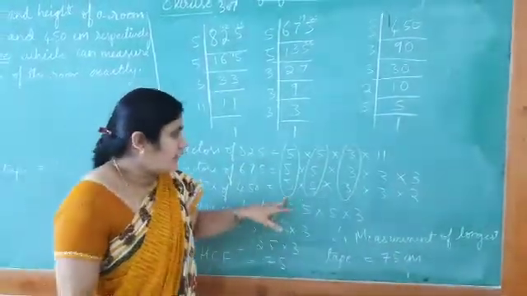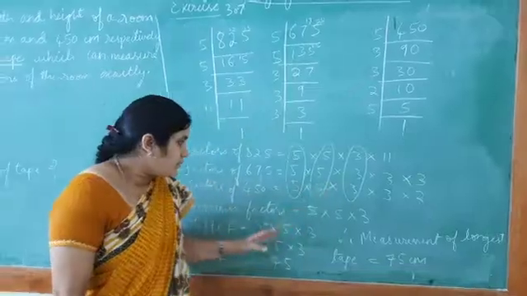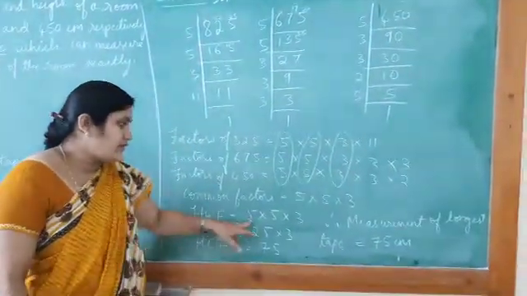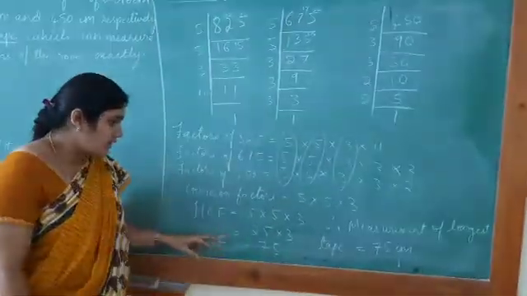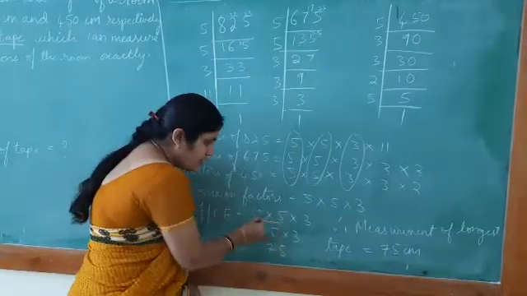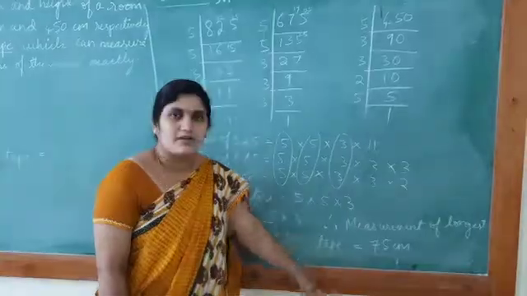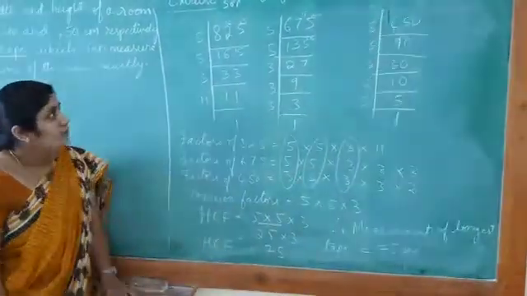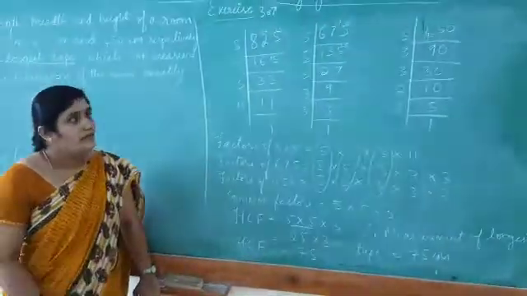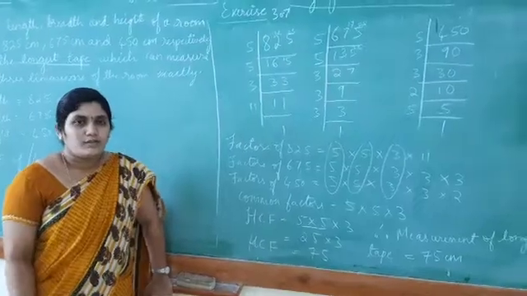Common factors are 5, 5 and 3 in all the 3 given numbers. So HCF is 5 into 5 into 3. Therefore HCF is 25 into 3, which is 75. Therefore the measurement of the longest tape is equal to 75 centimeters. So now let me stop here with this problem, and in our next video we will move on to the next one.